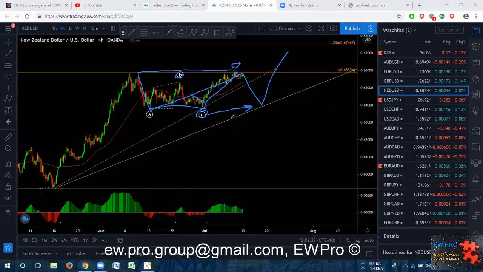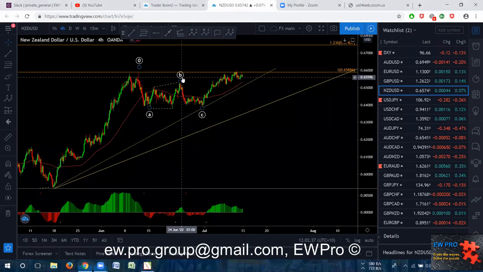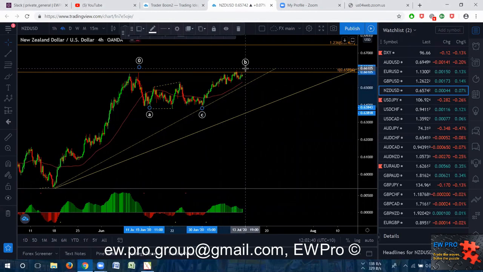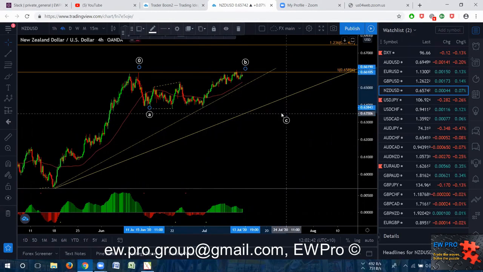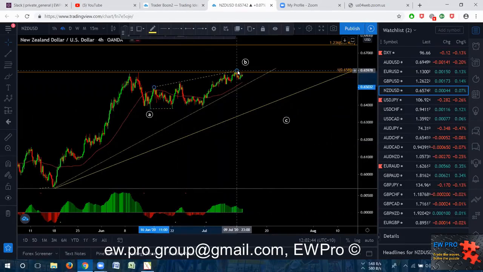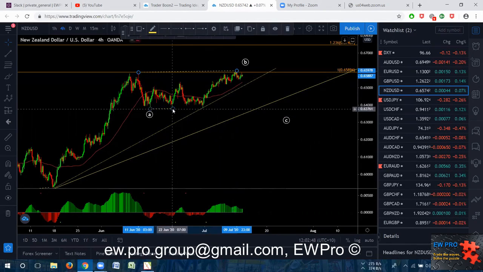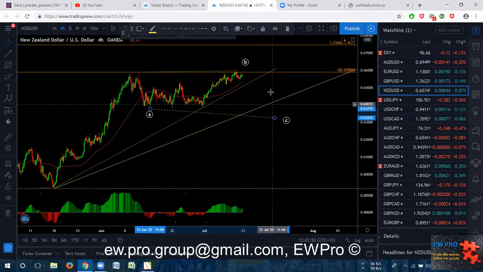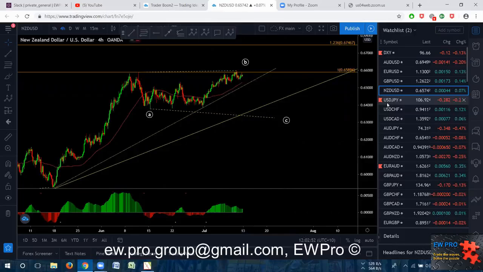But looking at the structure, I can't rule out that this is the B over here. We get the C over here, and this is a larger correction. Okay, but we got that bearish divergence on the H4. I'm only looking for the sell for this C down.